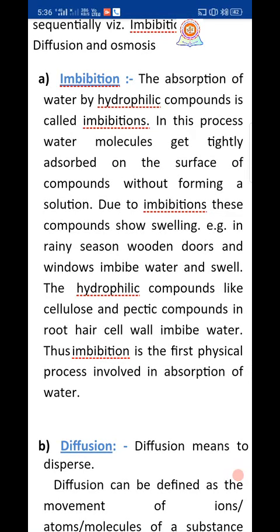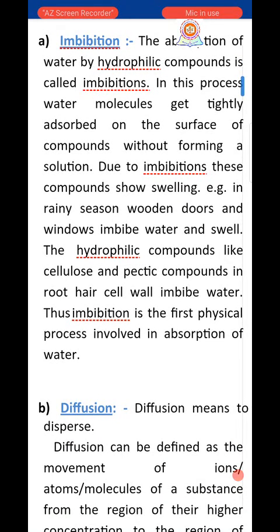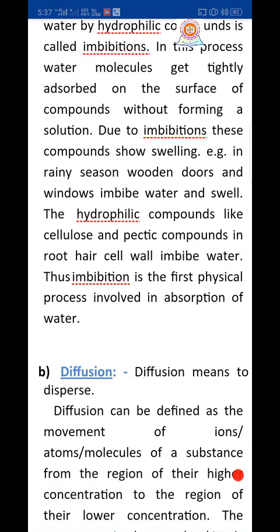For example, in the rainy season, wooden doors swell because of imbibition, because wood is a hydrophilic substance and absorbs water. The water molecules are tightly held on the surface of the door, and because of that the door swells. This imbibition is the first physical process involved in the absorption of water, and the same process happens in root hairs.